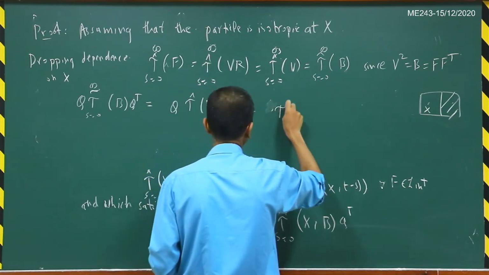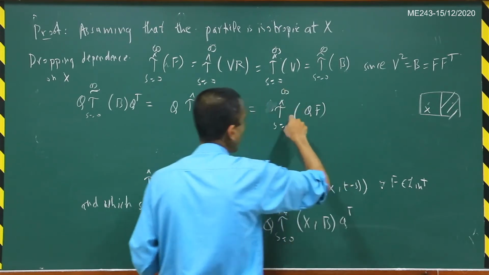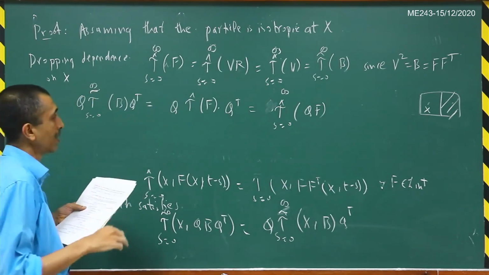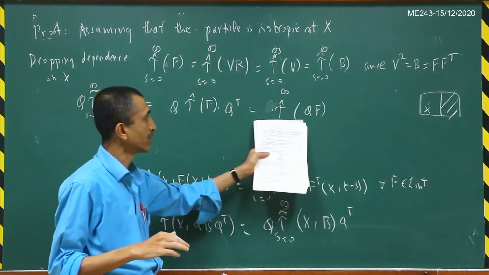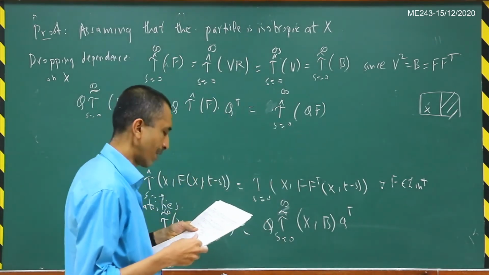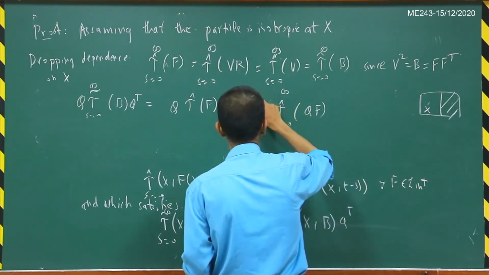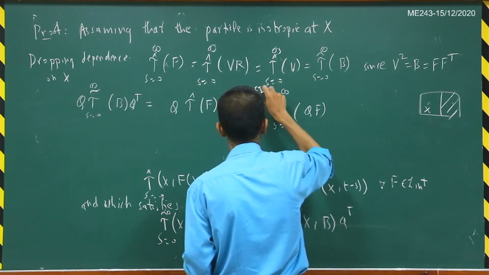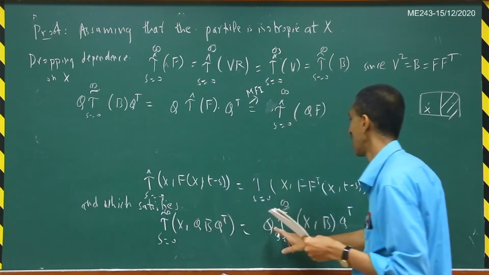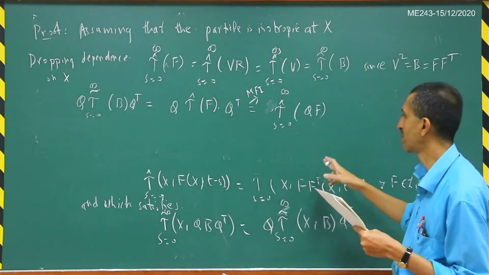So this is nothing but tau hat of Q F. This is all with the history dependence and the dependence on x; I am simply suppressing all the arguments. But basically it will depend now on Q F. Tau hat of Q F is Q times tau hat of F times Q transpose. This is the statement of material frame indifference, so this is MFI here. And then again use the fact that this tau hat is equal to, so I think I have erased that particular part here.